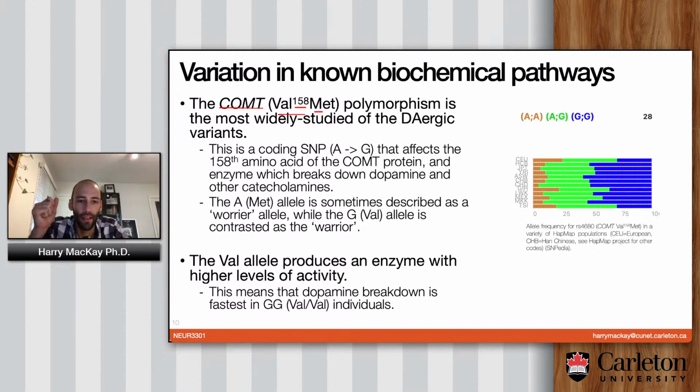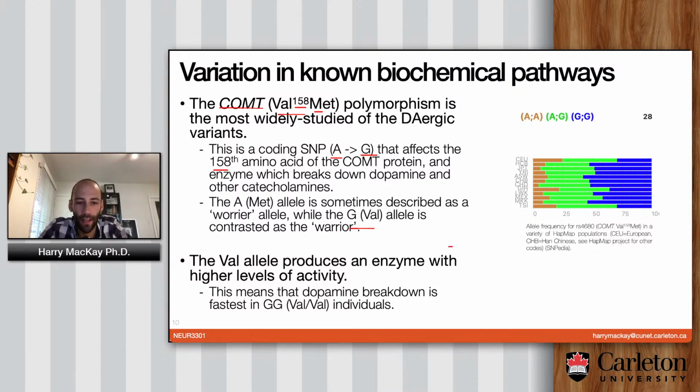This is a coding SNP, so it takes place inside of an exon, and it's simply a SNP that changes an A to a G, and this affects the 158th amino acid, and this enzyme breaks down dopamine and other catecholamines. So you change the actual protein that's doing this job. And because this has been so well studied, it's been in all the different books and everything that everyone's ever heard of, they've come up with a shorthand for it. The A, or the Met allele, is described as the worrier, while the G, or the valine allele, is described as the warrior. So it's the worrier versus warrior genome.